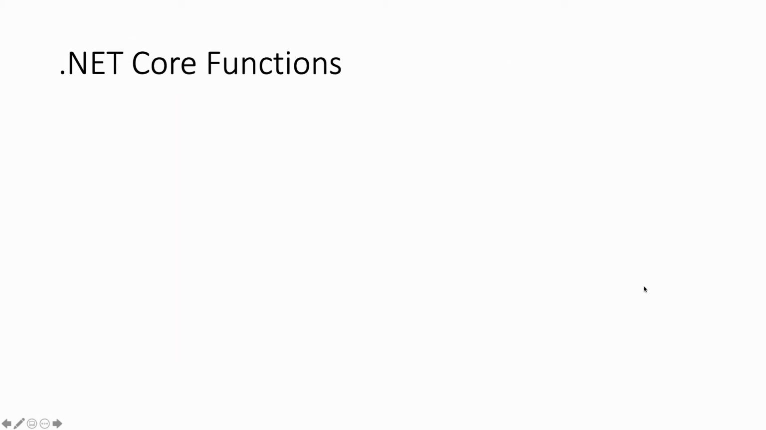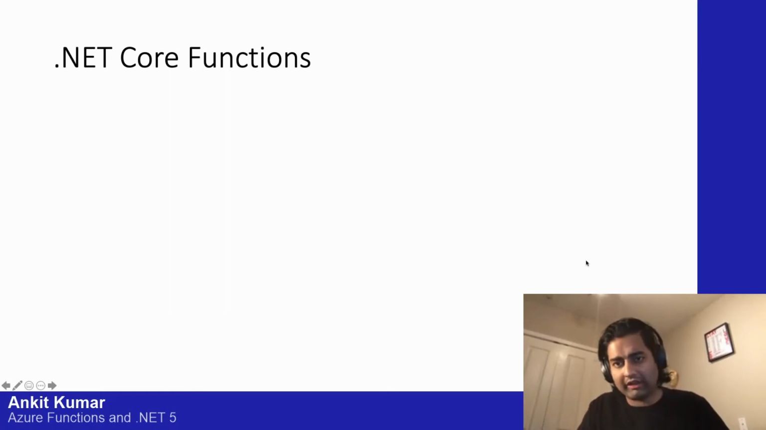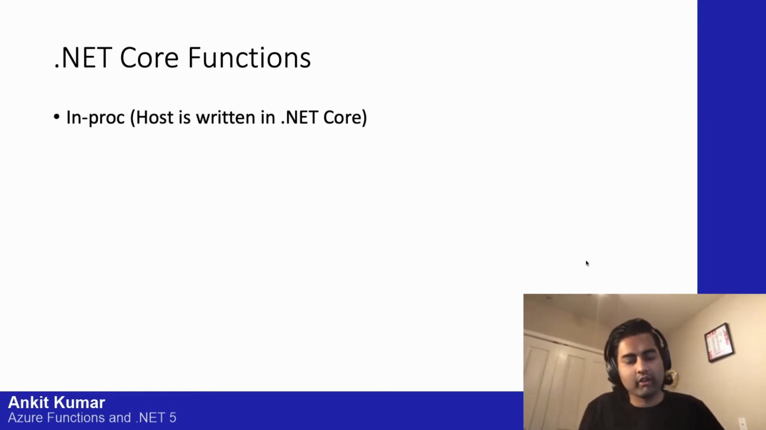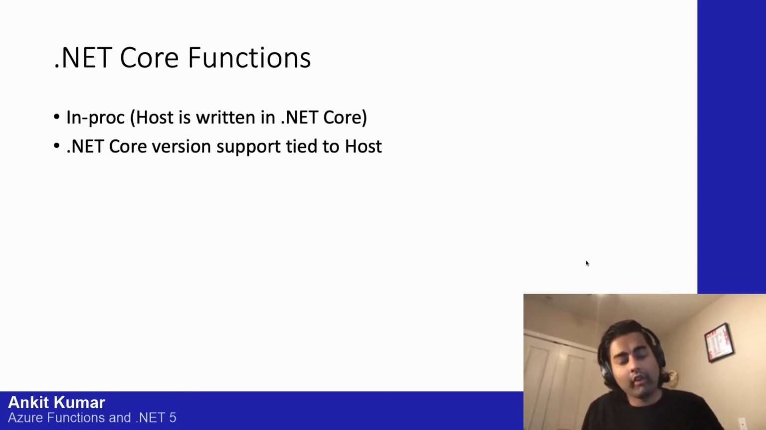Okay. So from the diagram, two things I want to call out again, just to make sure we are clear, is that the .NET host is written in .NET Core, so it is able to run .NET Core functions in proc. And the fact that .NET Core version support is tied to the host in this model, right? If you want to run a .NET Core 3 function app, you would have to use a V3 app. You can't use a V2 app and have it run your .NET Core 3 functions, at least not taking full advantage of it.